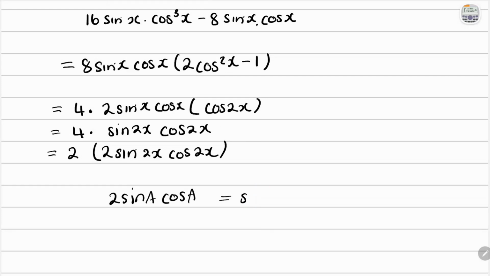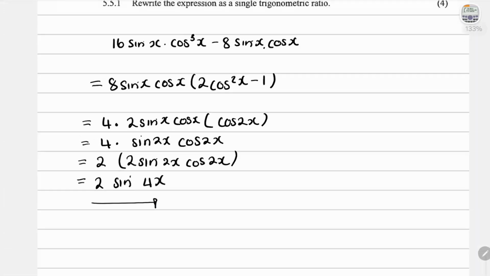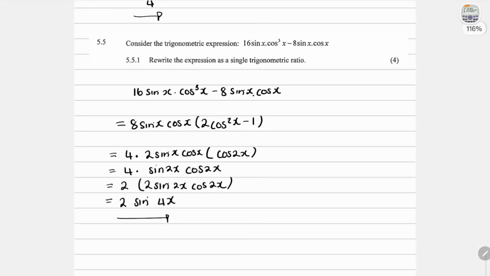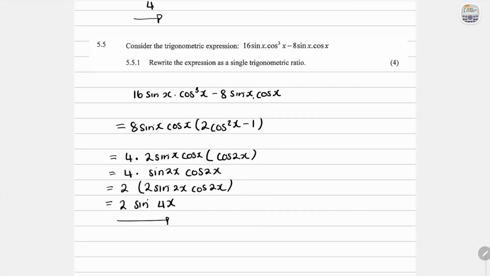It is going to be sine 2a. But our 2a is 2x. Our a this time is 2x. So this is equal to 2 multiplied by sine of 2 times 2x, which is 4x. And yeah, that's what it gets to: 2 sine 4x. And that is our answer. Okay, simplified to a trig ratio, and that is it.